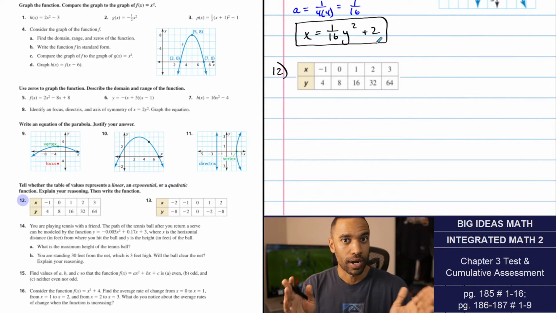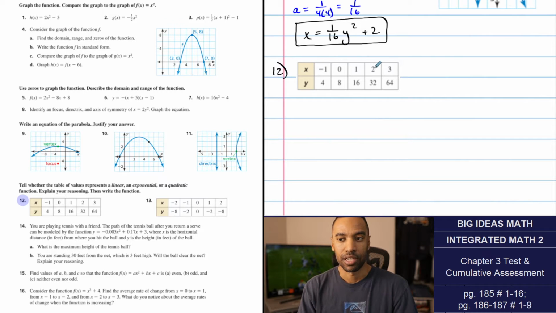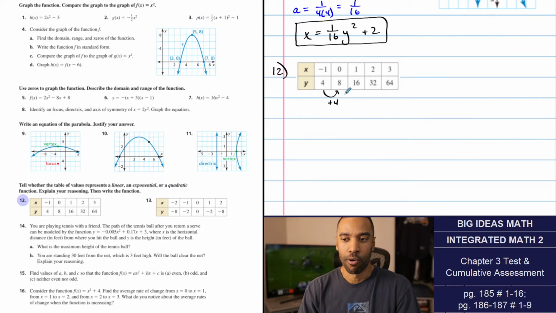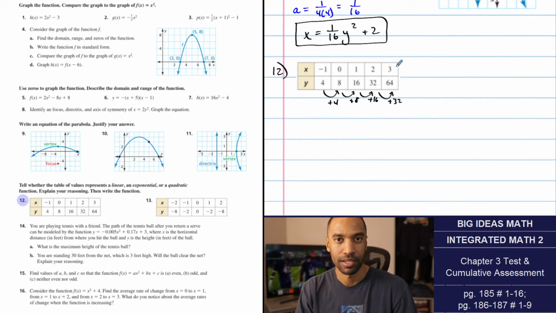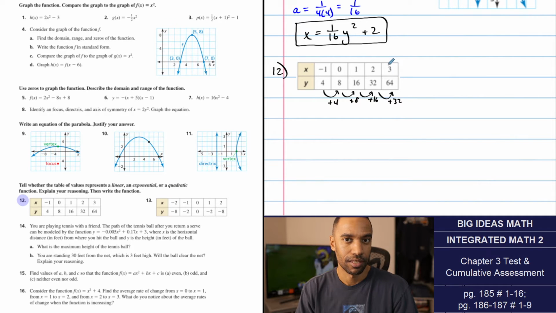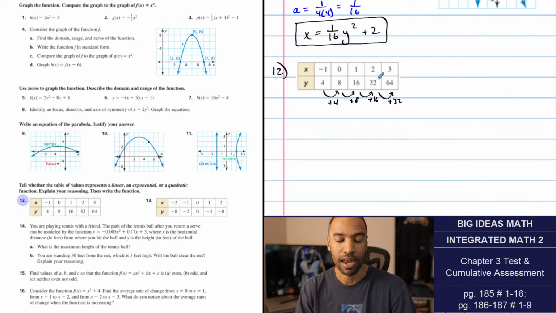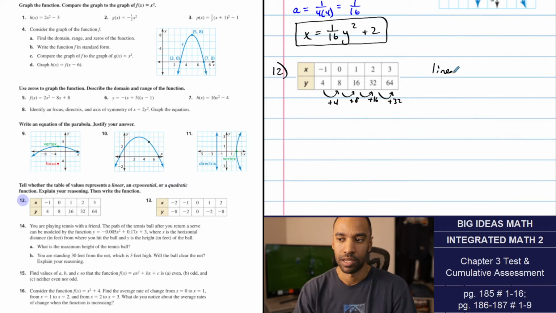Linear functions would have a constant rate of change. As x increases constantly, so would y. This shows a difference of 4, this shows a difference of 8, and a difference of 16, and a difference of 32, etc. These differences are not constant. If I added 4 each time, it would be constant. So it is not linear.